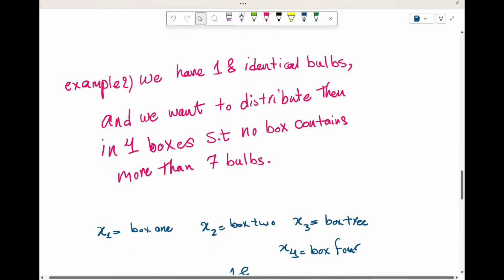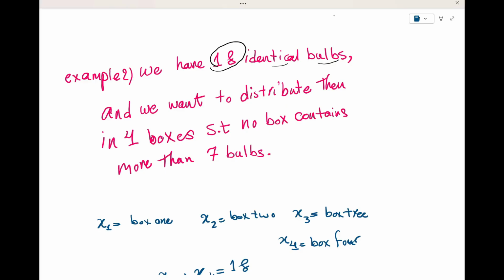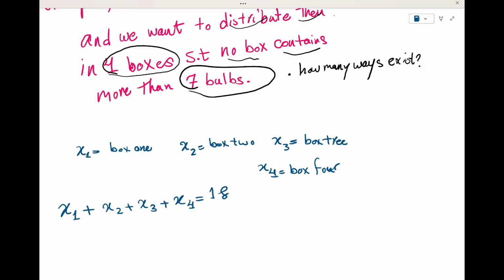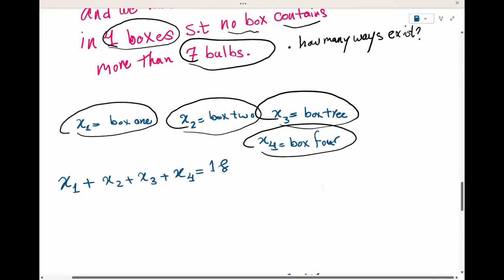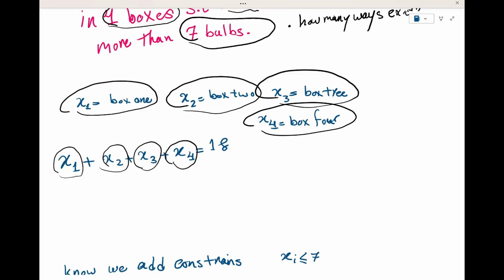About question 2, at first we must understand exactly what it is. We have 18 identical bulbs and we want to distribute them in 4 boxes such that no box contains more than 7 bulbs. How many ways exist? At first I call box 1 x1, box 2 x2, box 3 x3, and box 4 x4. Our equation is something like this: x1 plus x2 plus x3 plus x4 is 18.